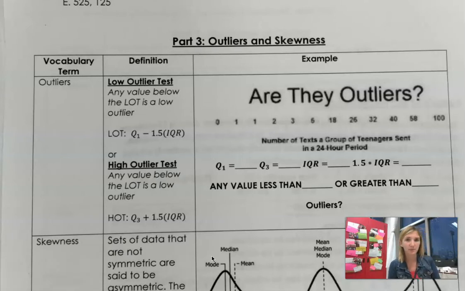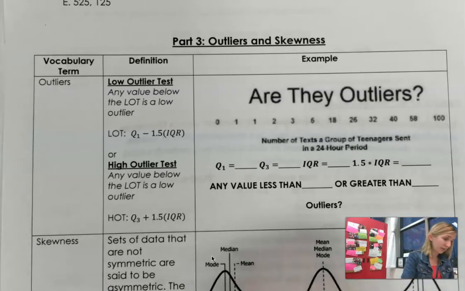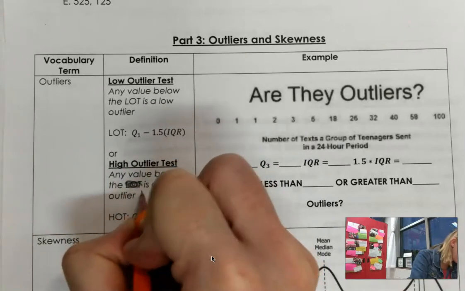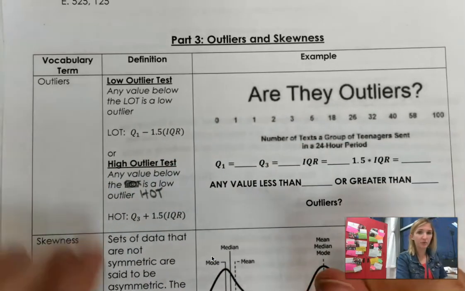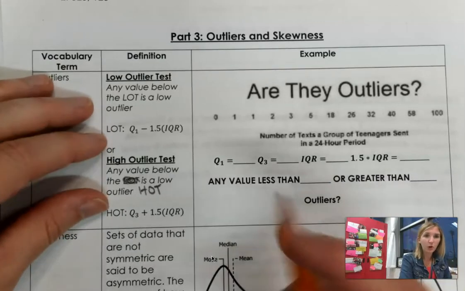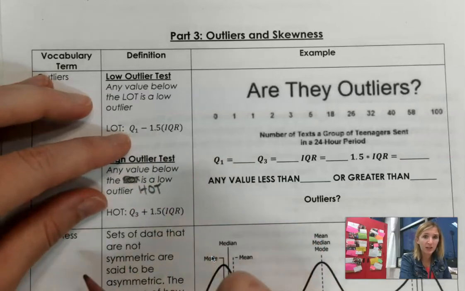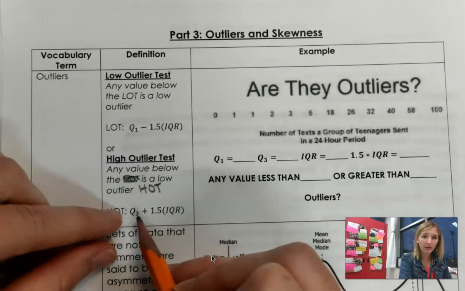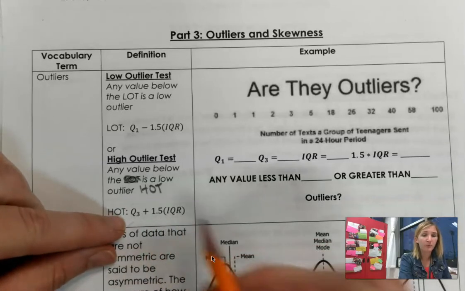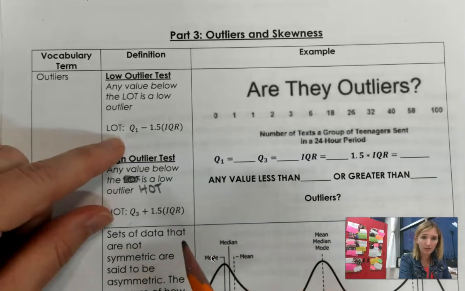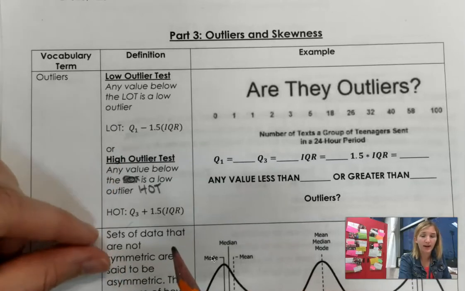It's easy to remember. So a low outlier test is going to be any value in the data set that is below the lot, and the high outlier test is going to be any value in the data set that's higher than the hot. All right, that should say hot. So many typos. All right, so looking at the lot, it's going to be your Q1 minus 1.5 times the IQR, and your hot is going to be Q3 plus 1.5 times the IQR. Remember, lot stands for low outlier test, hot stands for high outlier test.